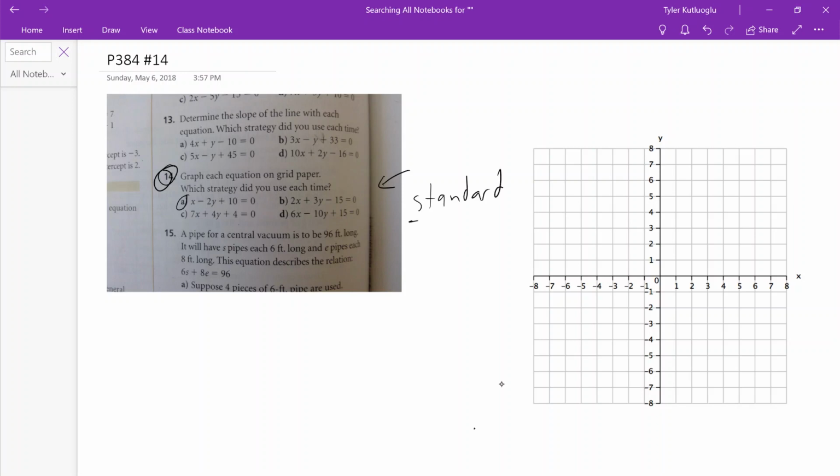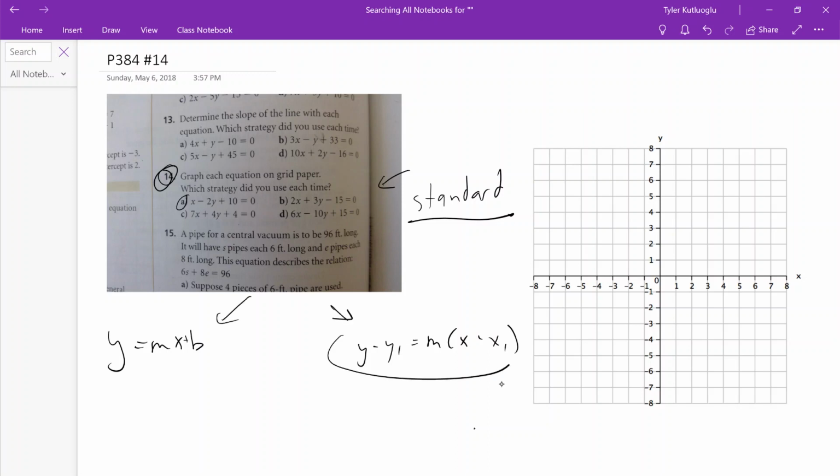Standard form doesn't really help us to graph. We want to change it either into y equals mx plus b, or we want to change it into the slope point form. It doesn't matter, both of them will work. This one's actually the safer one usually because it'll always work nicely. I like to use this one because it's a little bit faster for graphing. Okay, so let's rearrange that first one.